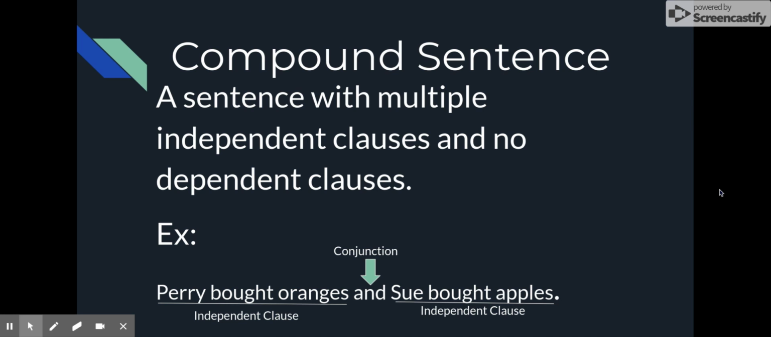Sometimes it's combined with a semicolon. But if you have two simple sentences strung together with a tool of some sort, a conjunction or a piece of punctuation that's appropriate, then you have a compound sentence.